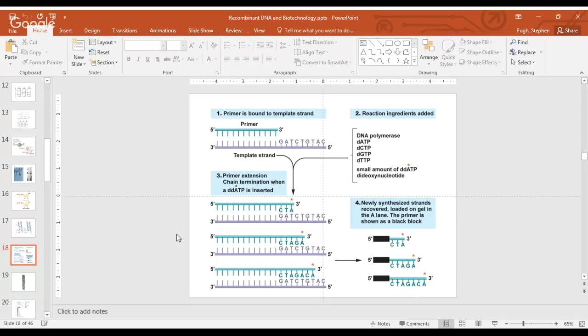deoxynucleotide. So in the example shown here, we have a piece of DNA that's being extended in the 5' to 3' direction. And you see in the first example, the bases C, T, and A were added. And that third nucleotide that was added, the A, is a dideoxynucleotide, indicated by the little asterisk.